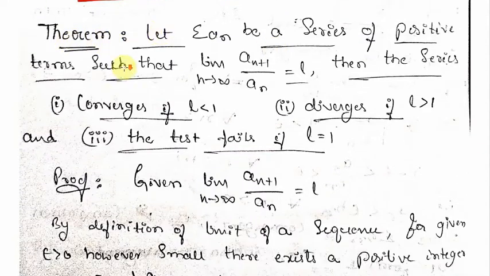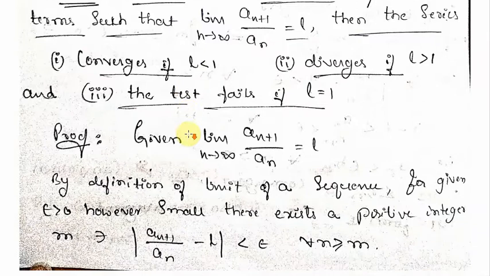Theorem. Let Σ an be a series of positive terms such that limit n tends to infinity an+1 divided by an is equal to L. Then the series converges if L is less than 1, diverges if L is greater than 1, and the test fails if L is equal to 1. Let us see the proof.